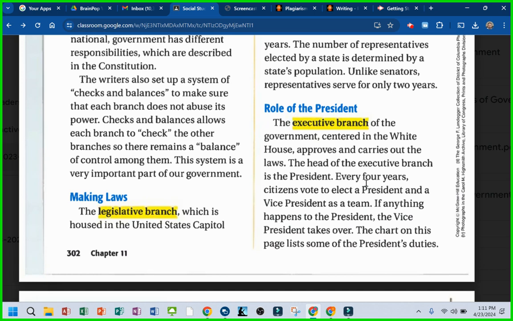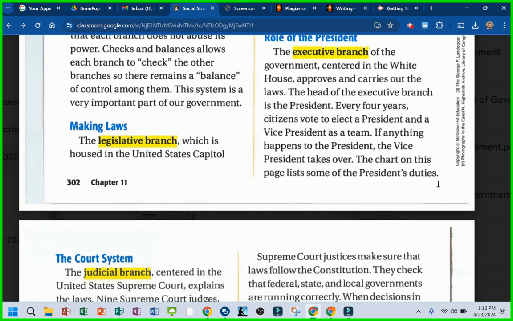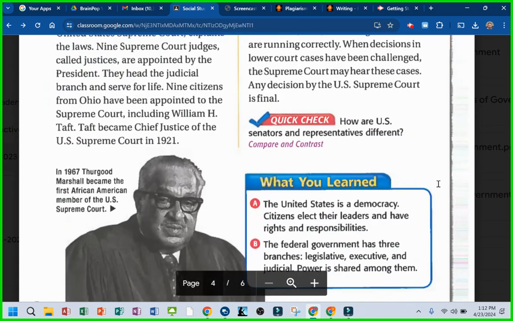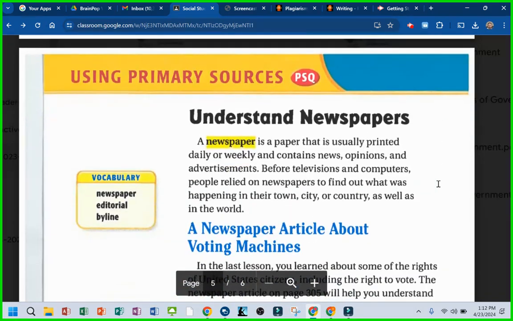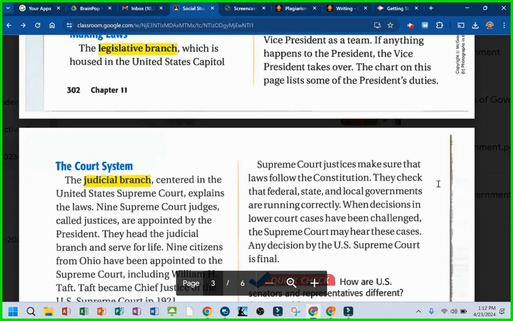Role of the president. Well, the president serves under the executive branch of government. Centered in the White House, the president approves and carries out the laws, right? The executive branch does. The head of the executive branch is the president. Every 4 years, citizens vote to elect a president and a vice president as a team. If anything happens to the president, the vice president takes over. The chart on this page lists some of the president's duties. So I don't know that I have that chart, but I will follow it up here in a second. List some of the president's duties, okay?